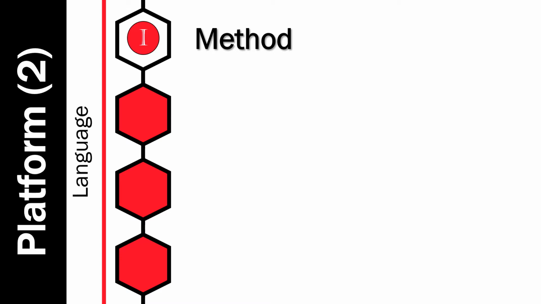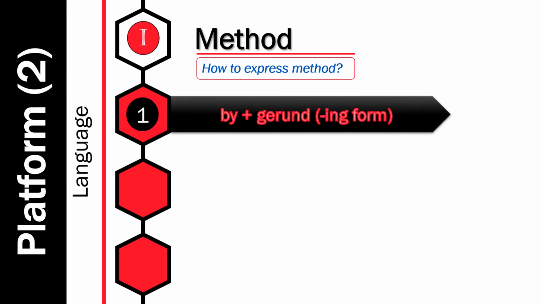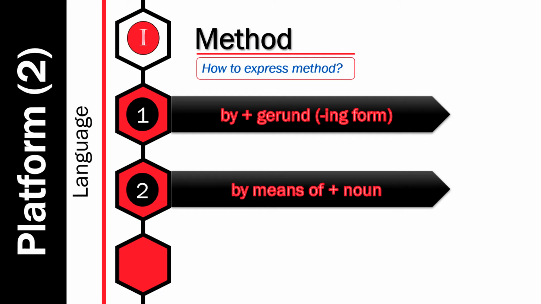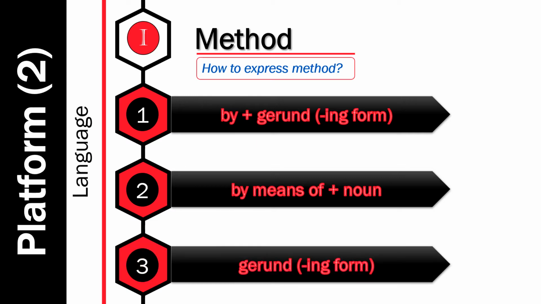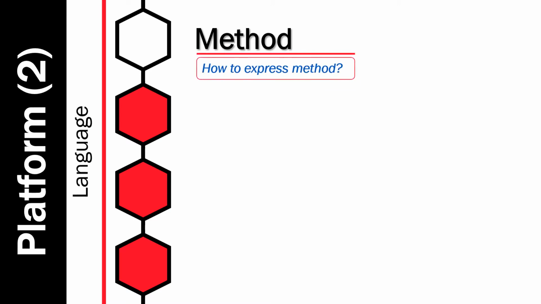Now, how to express method? We have different ways. The first one, by plus gerund, which is the ing form. Number two, by means of plus a noun. And number three, the gerund, using the ing form directly. Now let's have a look at some examples of how to express method.